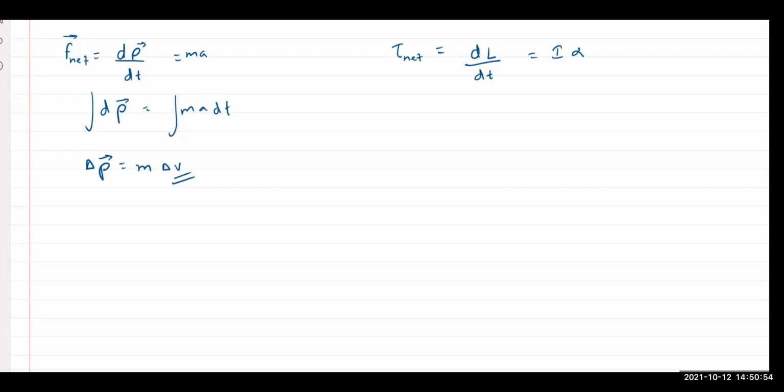In the same way, dL is equal to what? I alpha dt. So integration of dL will give you integration of I alpha dt. So delta L will give you what? I, and alpha dt is equal to delta omega. Tell me yes or no. Raise your hand. Yes. So I will just write down all the information that I can get from this. So this is the first information.